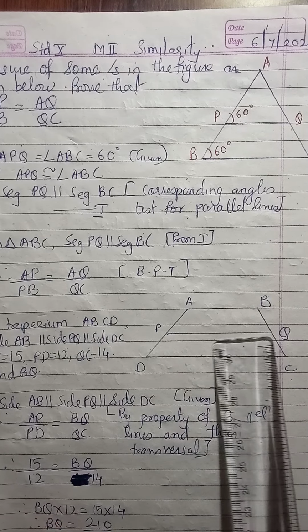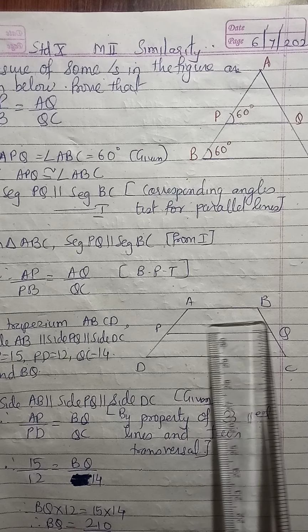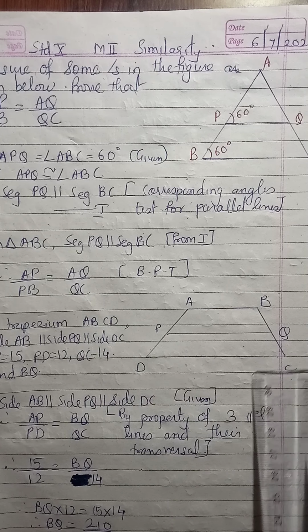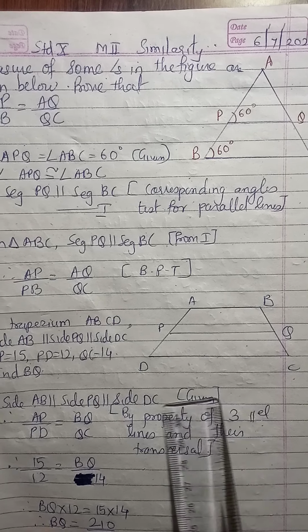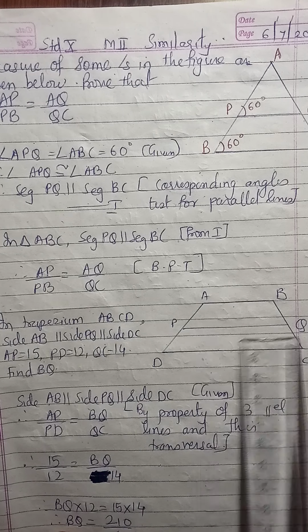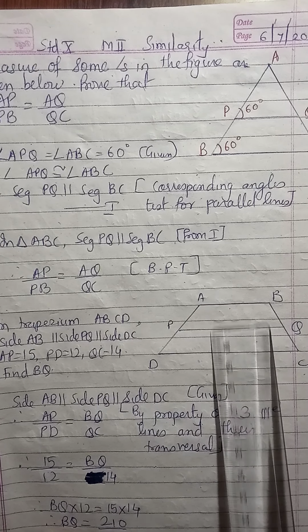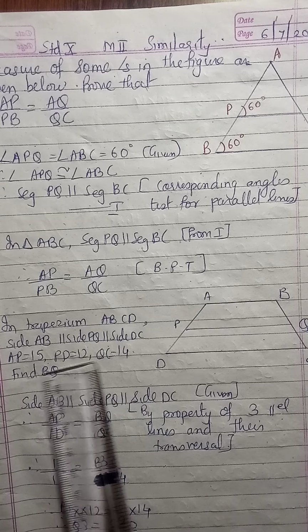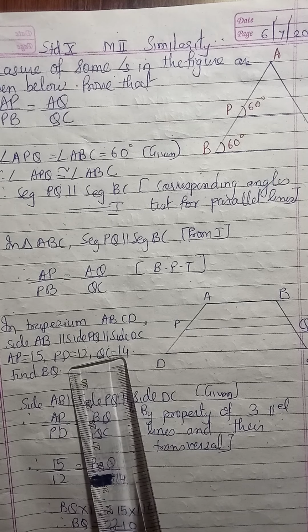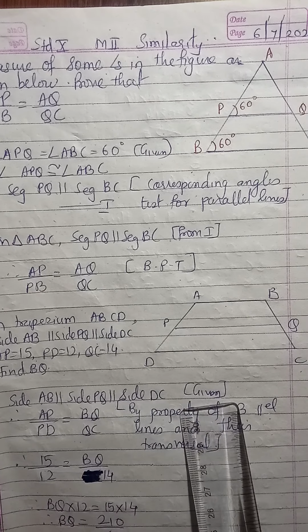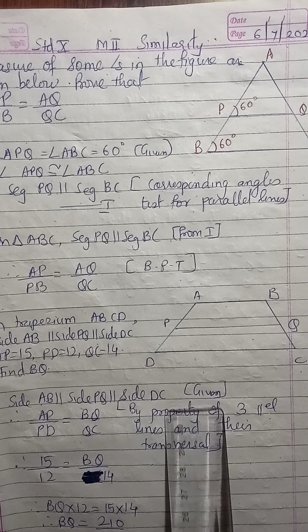You can see here a trapezium ABCD, and PQ is parallel to QC as already given here. Here we can see three lines AB, PQ and CD, all three parallel to each other. The values are given: AP is 15, PD is 12, QC equals 14. We have to find BQ. It is a very easy application of BPT.